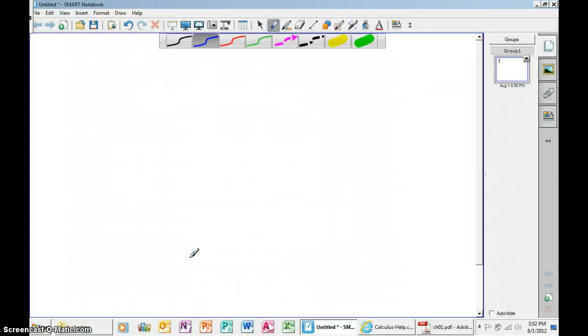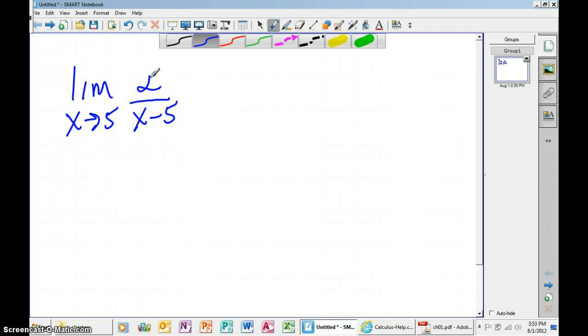Why don't you try to find some of the basic limits, like the functions I'm about to put on the board over here. Limit as x goes to 5 of the fraction 2 over x minus 5. Why don't you examine the limit there? Examine the limit, perhaps, the limit as x goes to 1 of sine of pi x.